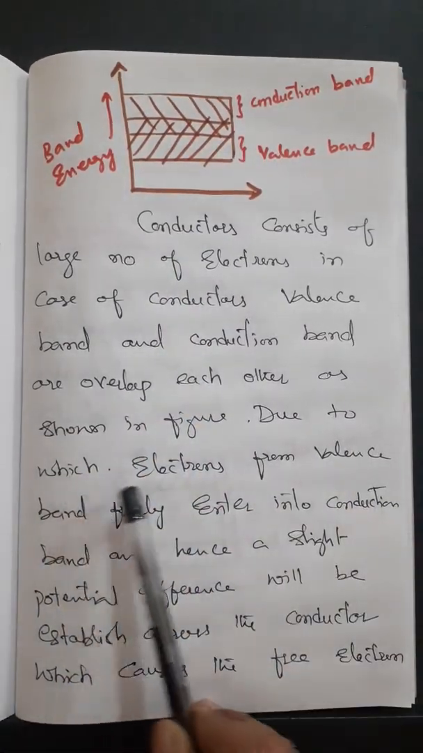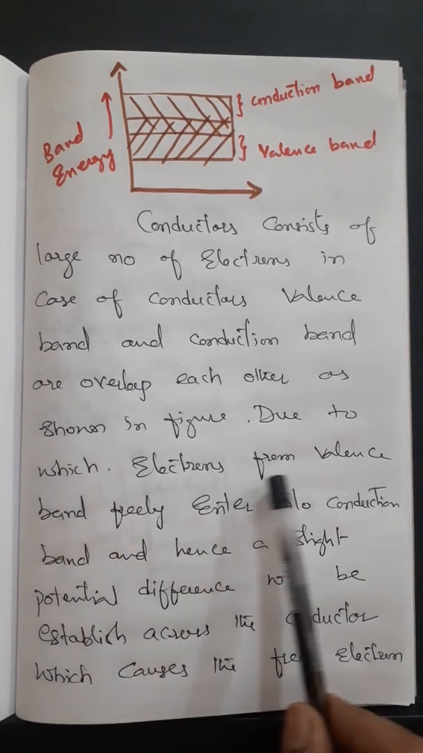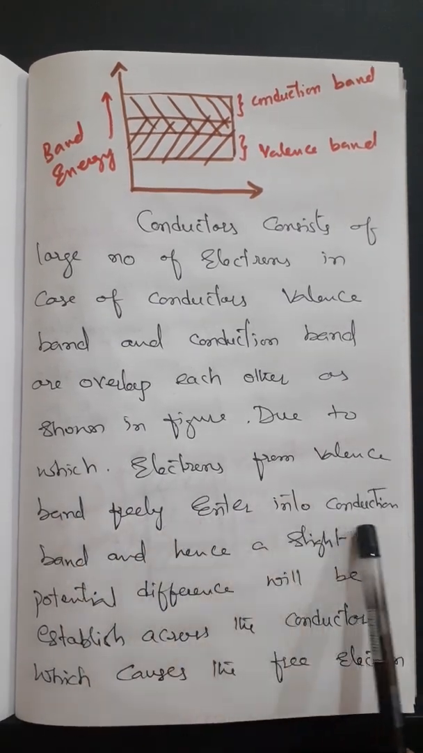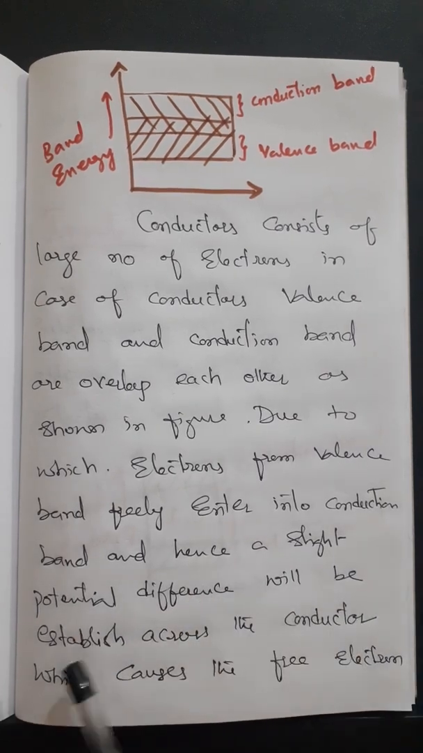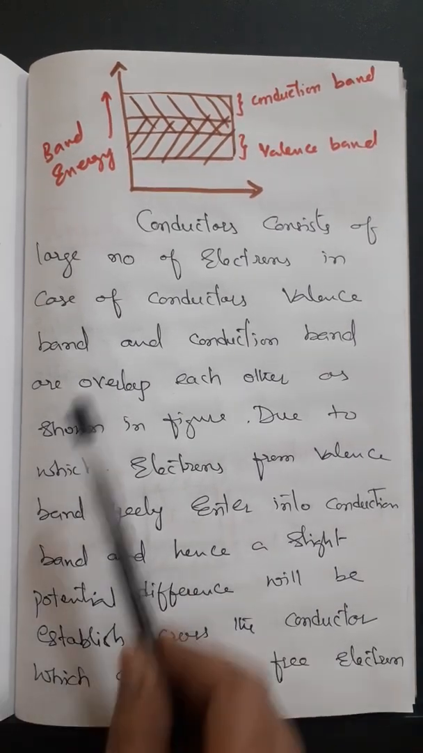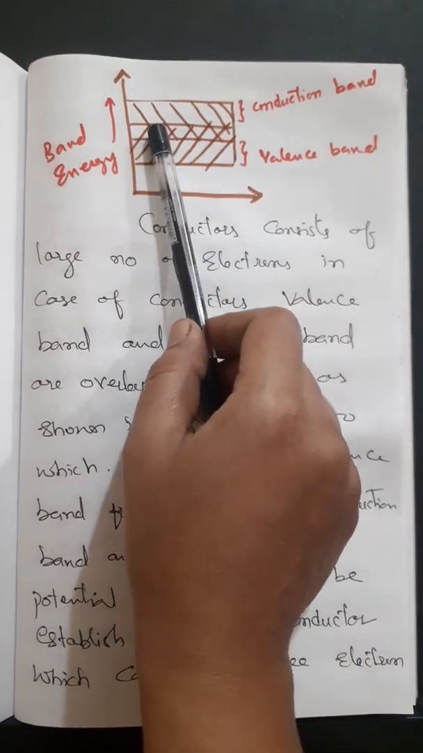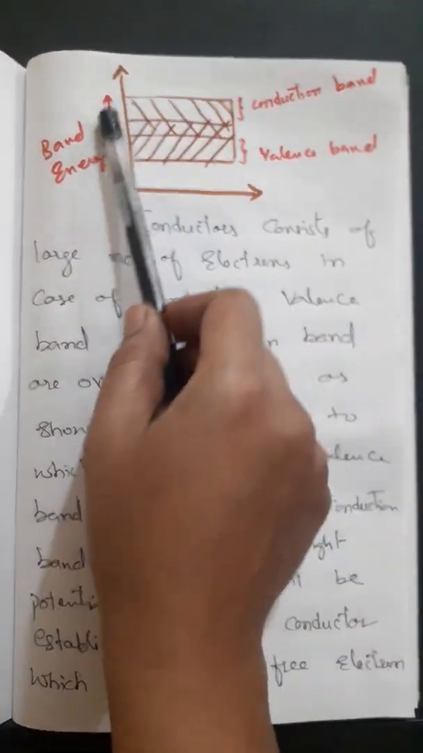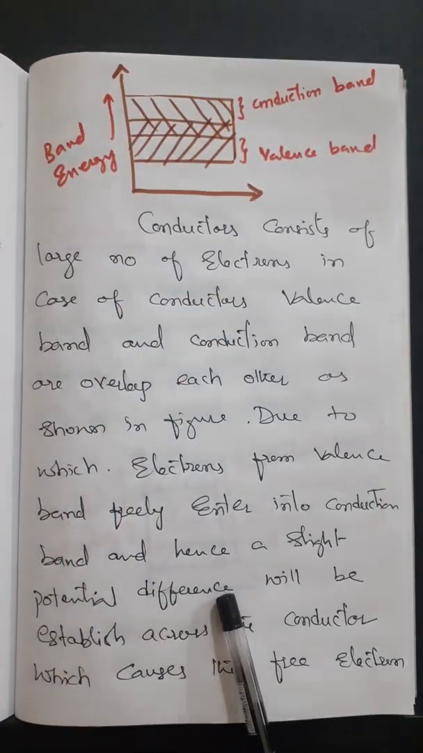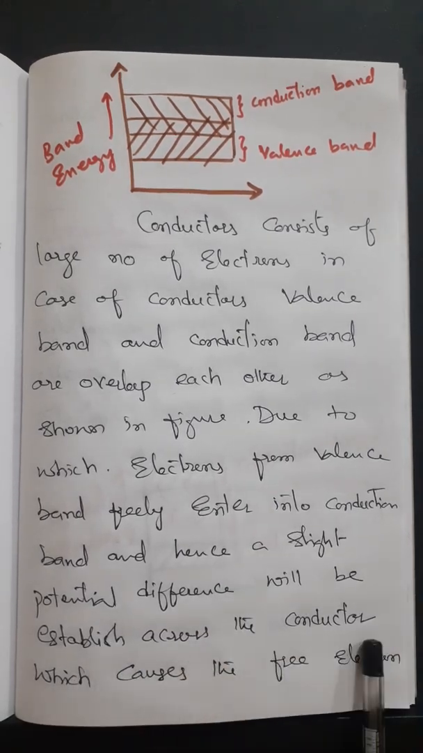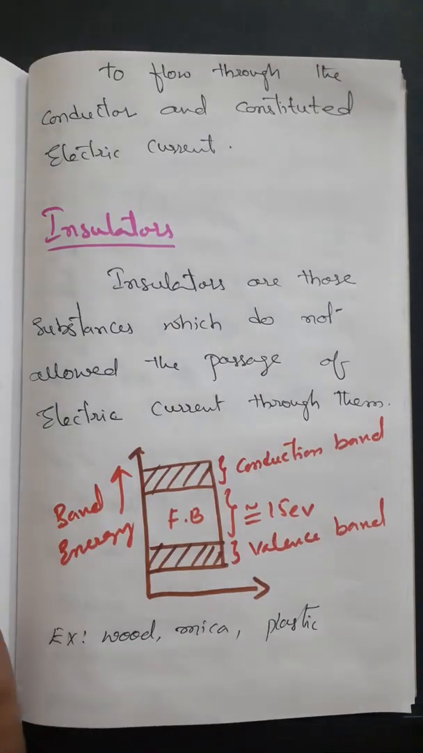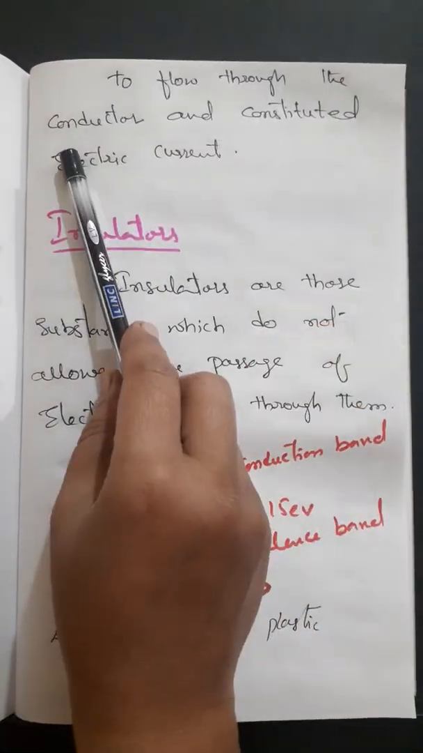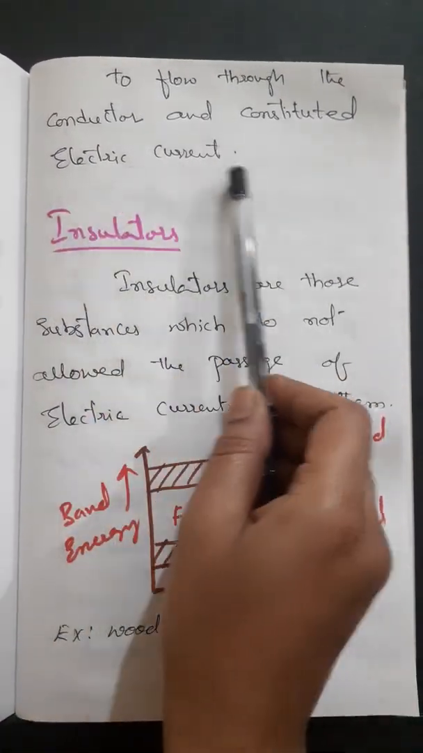Due to this, electrons from the valence band freely enter into the conduction band, hence a slight potential difference will be established across the conductor. Due to this overlapping, electrons are moving and a potential difference is established across the conductor, which causes the free electrons to move through the conductor and constitute the electric current.